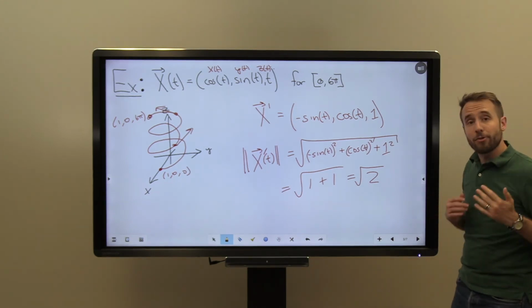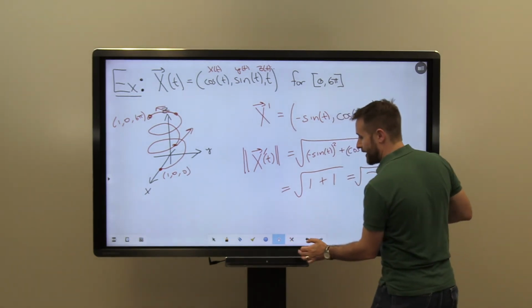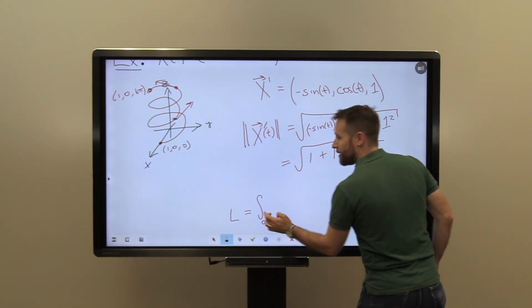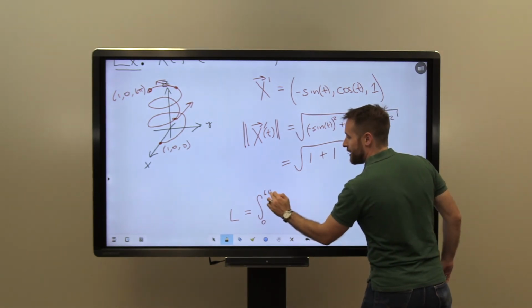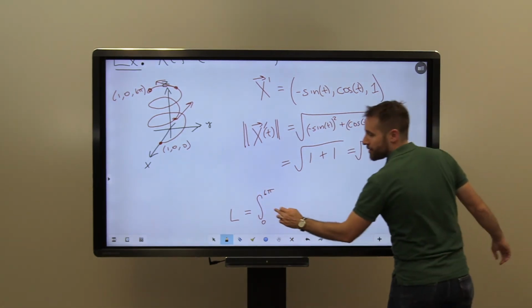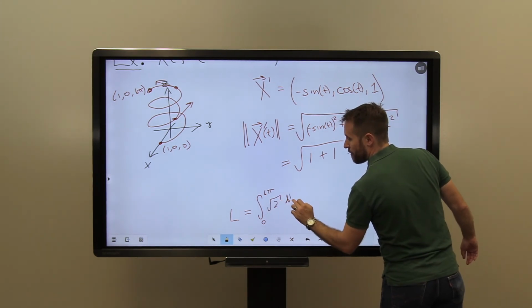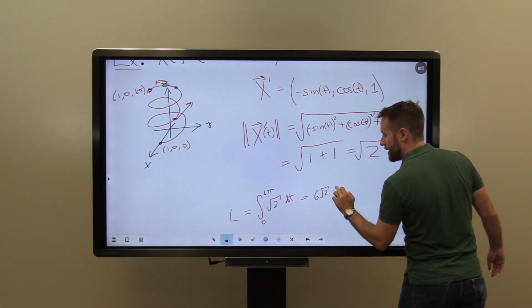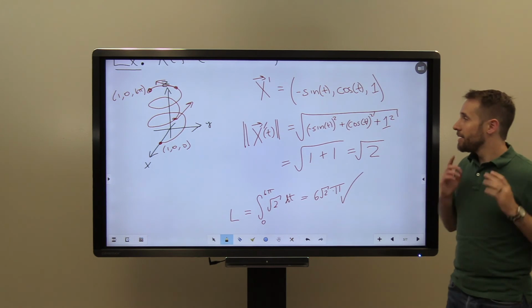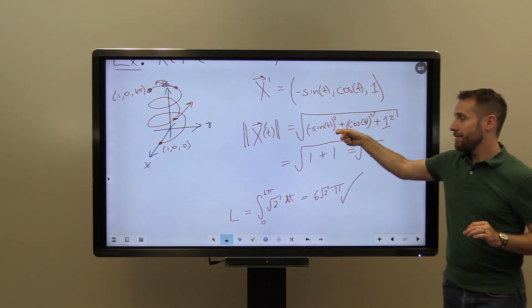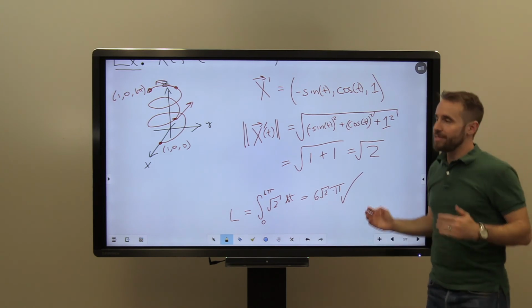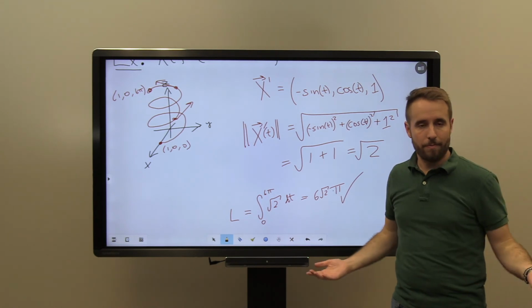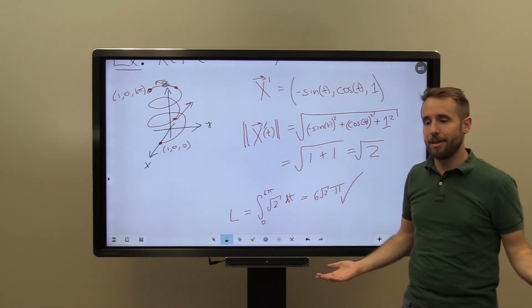Finally, if we wanted, we can integrate up the total length of this curve, and because it's a constant speed, that's pretty straightforward. The length of the curve would be the integral from 0 to 6 pi of this speed, square root of 2, and that is just going to be 6 times square root of 2 times pi. So there we have not only this curve, but its velocity, speed, and length all computed, and it's basically identical to what we did in the case of curves in a plane.